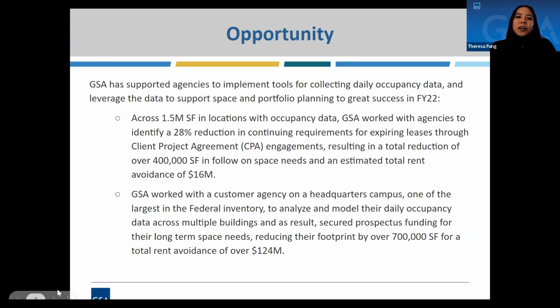And based on our current year market rents, you're looking at an estimated rent avoidance of about $16 million per year as these projects are completed.